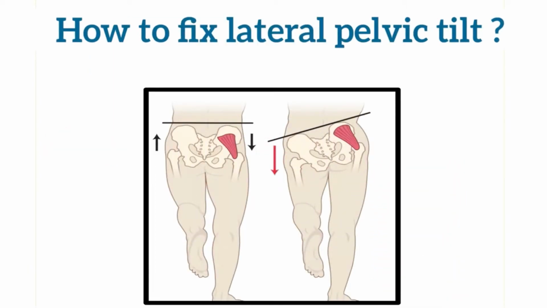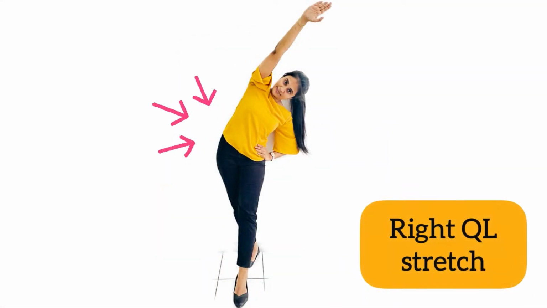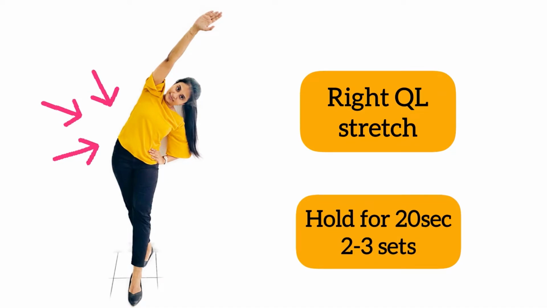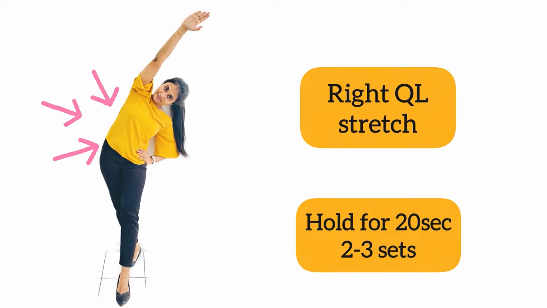How to fix lateral pelvic tilt? Here I am going to demonstrate a few exercises to strengthen the weak hip muscles and at the same time mobilize the tight hip muscles to level up the hips. Right QL stretch. To do a right QL stretch, keep your left leg forward and right leg back. Lean towards your left side to open up the right lower back and hips. Feel the stretch, hold it for 20 seconds and repeat it 2 to 3 times.